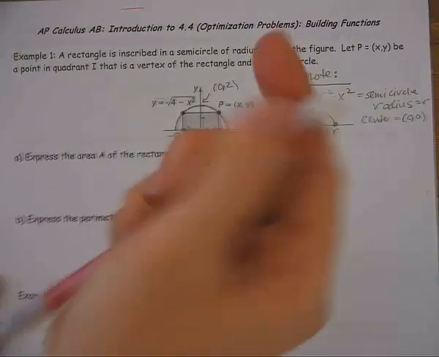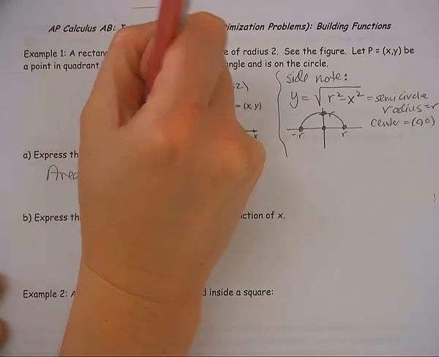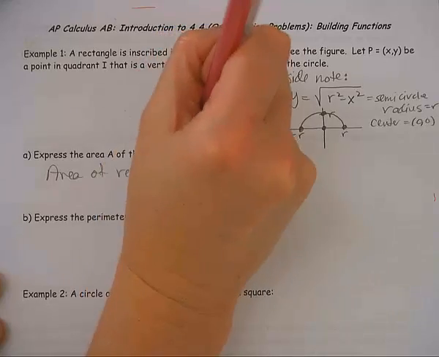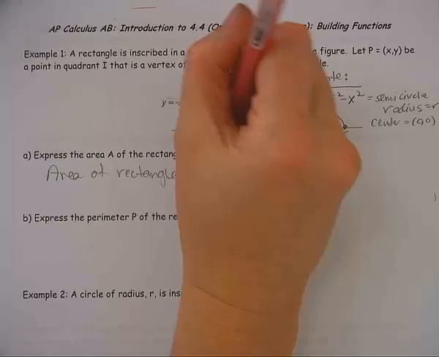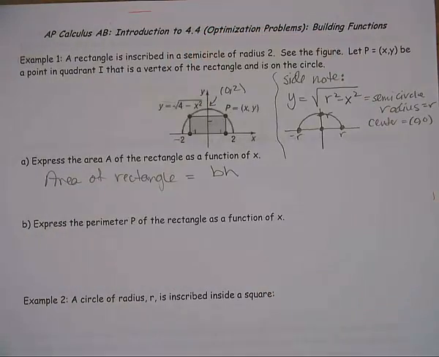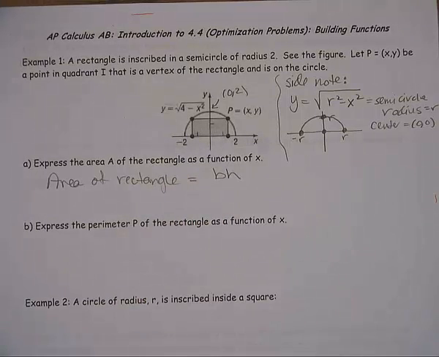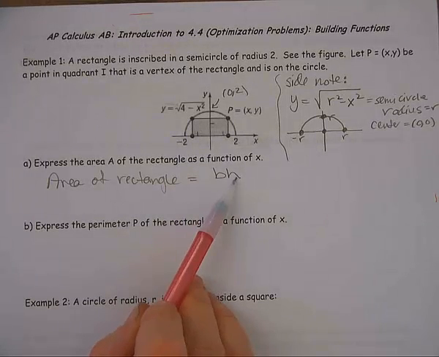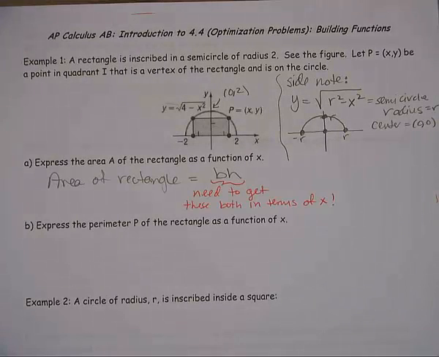So what you would have to consider is what the formula for area of a rectangle is. And there's two different ones. Some people think of it as length times width. Some think of it as base times height. But really all you're doing is multiplying the two dimensions together. So I need to somehow get the base and the height both in terms of x. And therein lies the challenge.